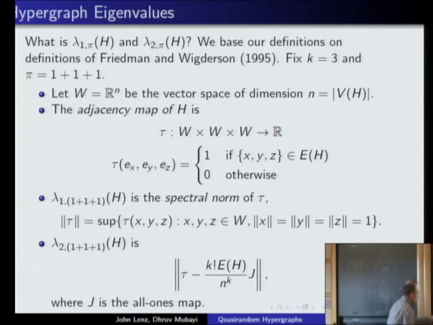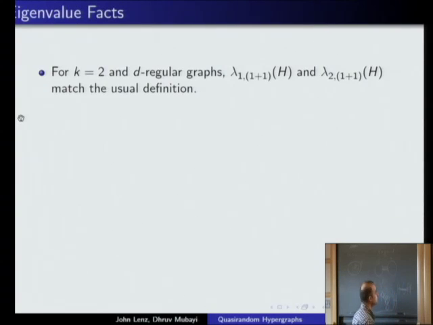Lambda 1 is just this one, and lambda 2 is this one. There is a recent paper of Ben Yang and Reta which does similar things, extending to many eigenvalues. They have a notion of eigenobjects for tensors. For d-regular graphs, you may have seen that these are exactly the same as the usual eigenvalues.